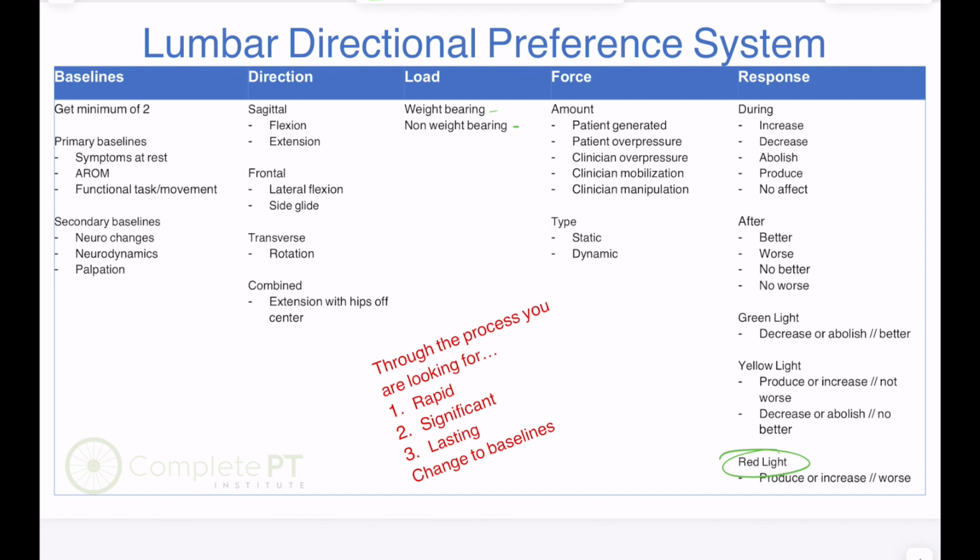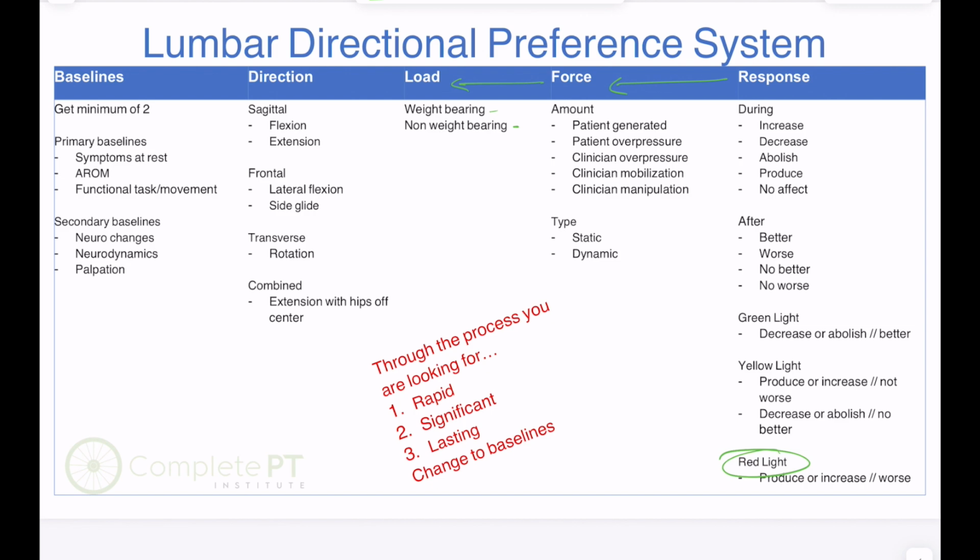What are you going to do? Well, you're going to go backwards now. When you started the process, you went in this direction. If a patient feels worse, you are going to reverse. You're going to say, well, did I have them do it too aggressively? Do I need to back off the force a little bit and maybe not have them push as hard into the motion? Or maybe you need to change the load. If you were doing standing lumbar extension, maybe you need to have them lay down and do a press up.